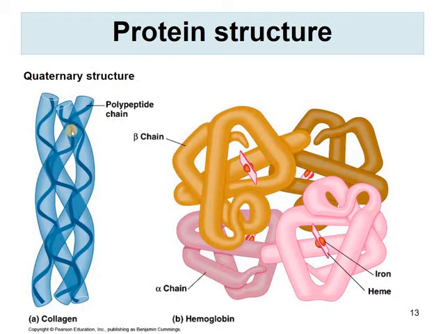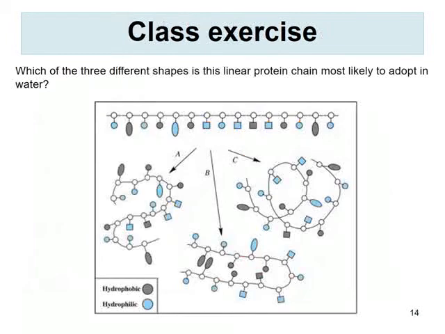So I'm just showing you the different quaternary structures, where you have your triple alpha helixes, and then you have hemoglobin that contains 4 different chains, 2 beta chains and 2 alpha chains. So they come together and form this quaternary structure. And then a class exercise, an easy class exercise. I'm going to also put this on Blackboard. It's which one of the 3 different shapes is the linear protein chain most likely to adopt when it's dissolved in water. I'll explain more about this one on Blackboard.